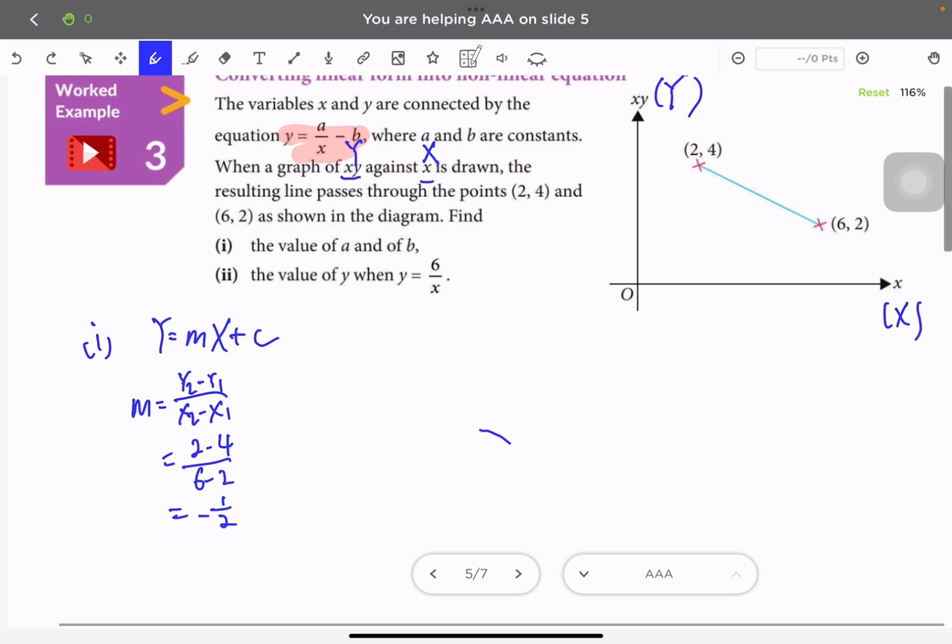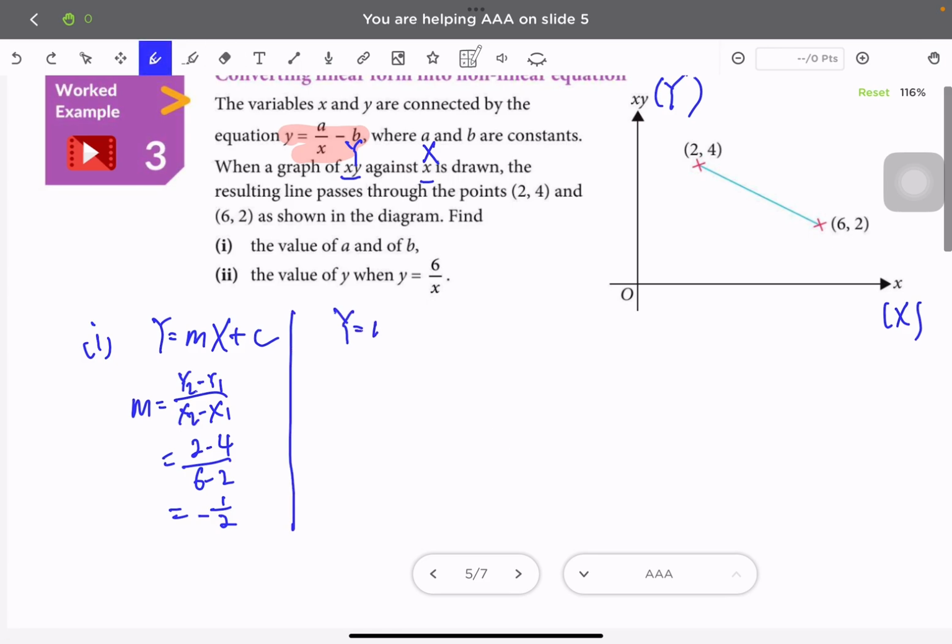Given that the gradient is negative half, using the formula y equals mx plus c, I know that my gradient m equals negative half. I can sub in any of the points, (2, 4) or (6, 2), into the equation. So I will just sub in (6, 2): x equals 6, y equals 2, so that I know that c is equal to positive 5.